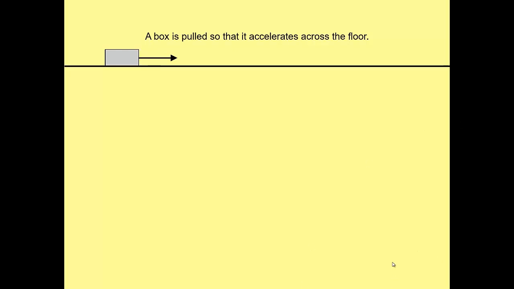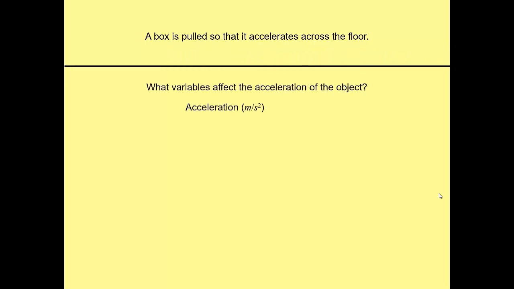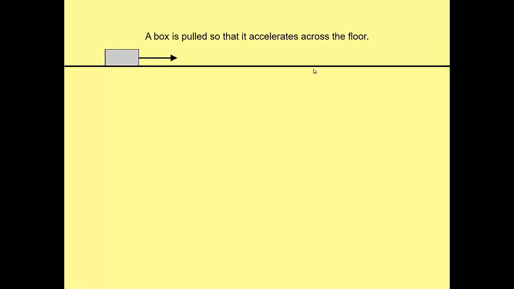Hello everybody. So here we have a box which is pulled to the right so that it accelerates across the floor. Thusly. See it speed up, right, as it goes to the right? Well, what variables affect that acceleration? The acceleration that we normally measure in meters per second squared. Right? Like, what could we change about this situation that might change the acceleration?